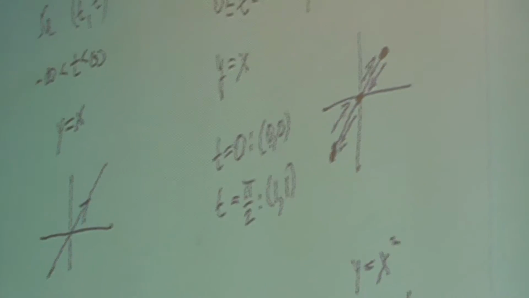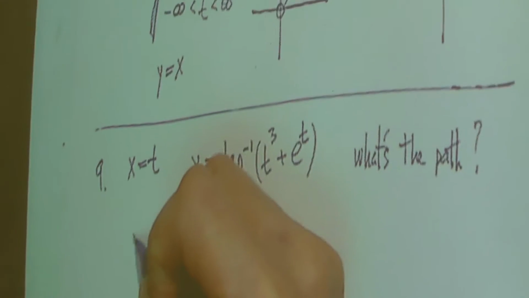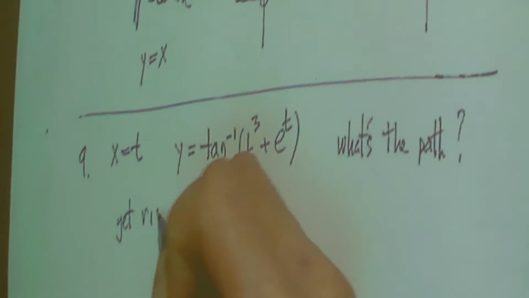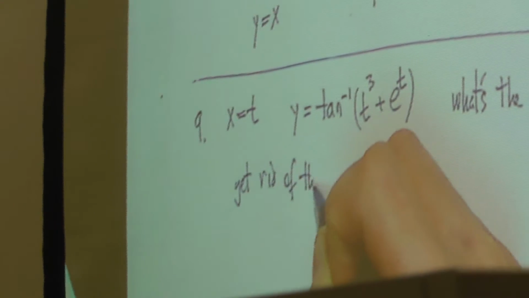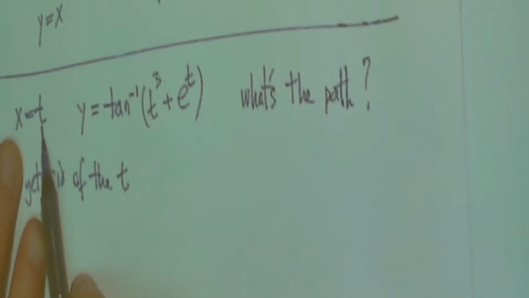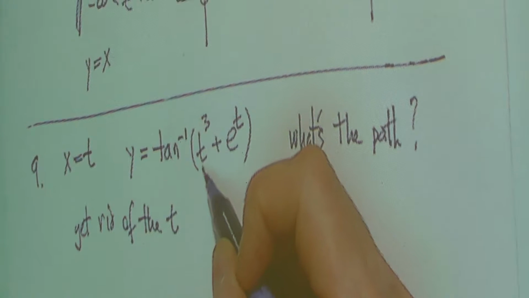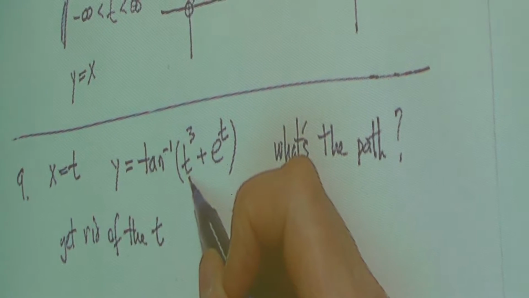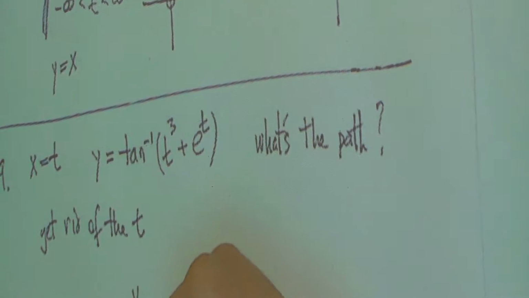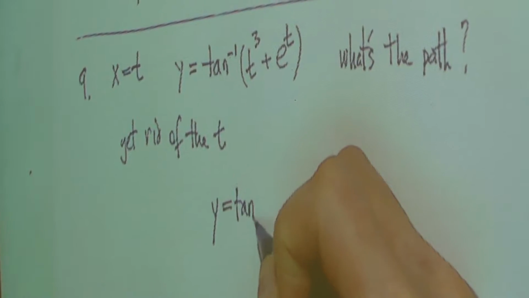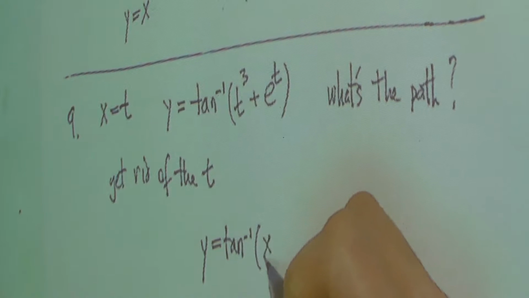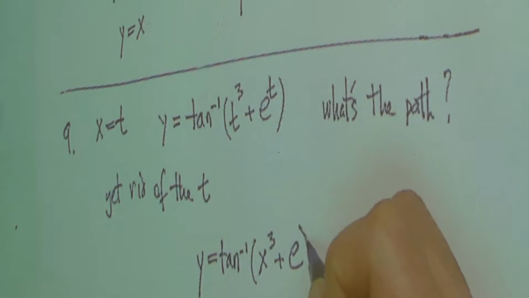So in problem 9, they ask you basically to get rid of time. Okay, and what's the path you're walking along? Well, if t is equal to x, I can just substitute in x every place I see a t. What I'm going to get here is y equals tan inverse of x cubed plus e to the x.